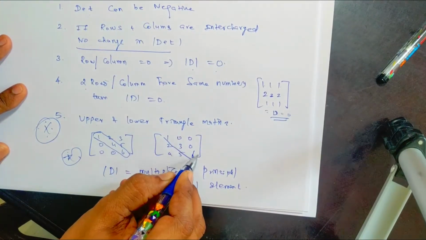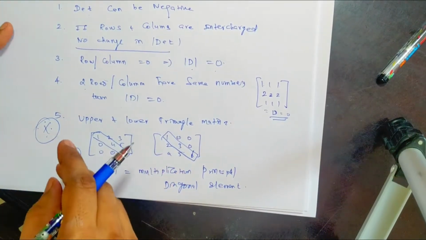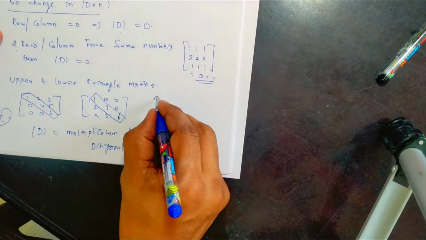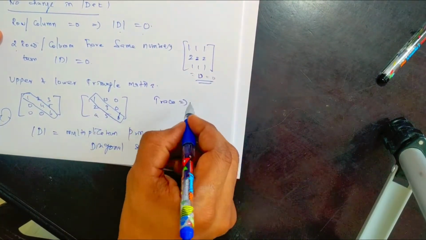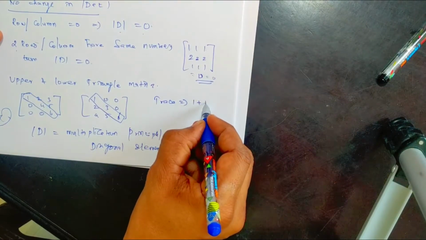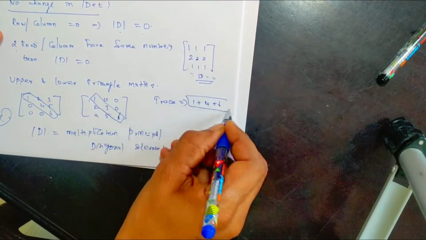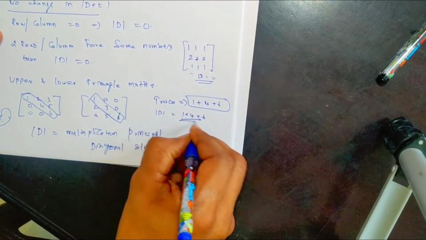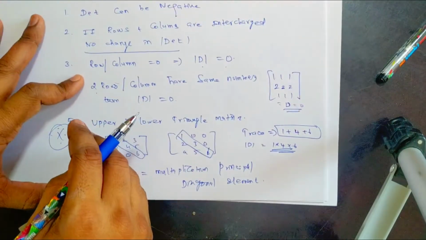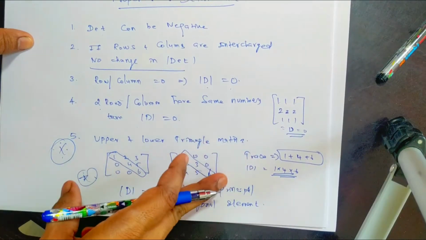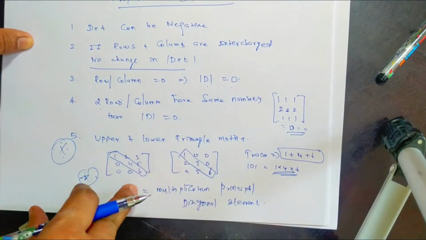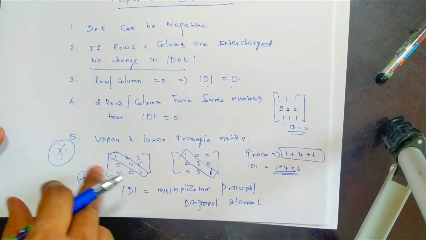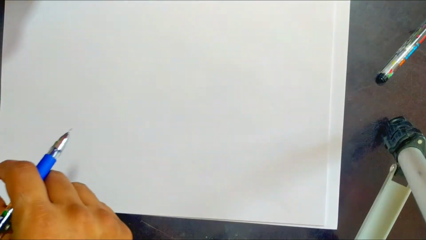And there is another matrix property which we discussed in the first video, that is trace of a matrix. So trace is nothing but addition of these principal diagonal values 1, 4, 6, but determinant is multiplication of the principal diagonal values, right? So kindly understand the difference between trace and determinant, especially for the upper triangle and lower triangle matrix.